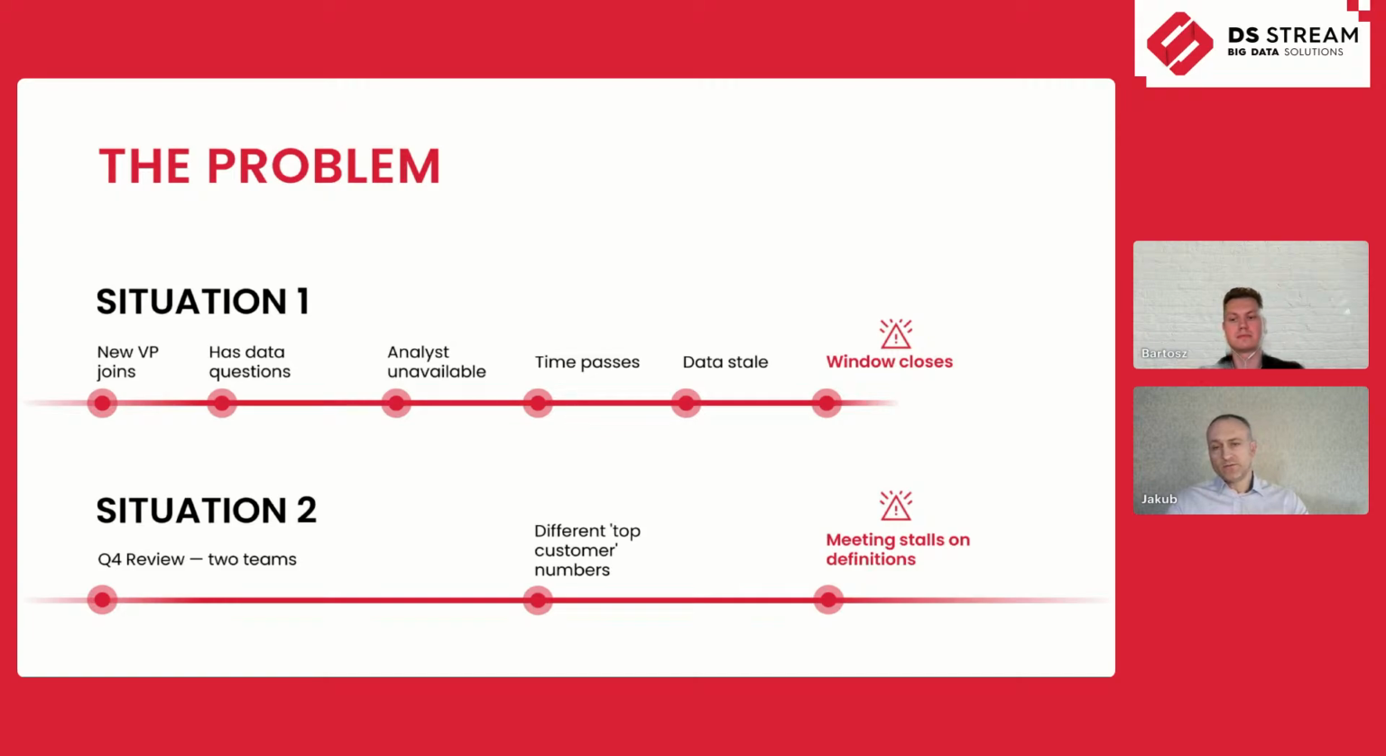Then the second scenario: we have a quarterly review and two department heads walk in with different numbers for top customers, one measured by revenue, one by another metric. Both are correct, but by their own logic, and neither knows of the other definition. So the meeting becomes a definitional debate instead of a strategic conversation. Here we see the common thread. We have the data, we have capabilities, but everything is locked behind one person, one interpretation, or just one tool that only some people can use.